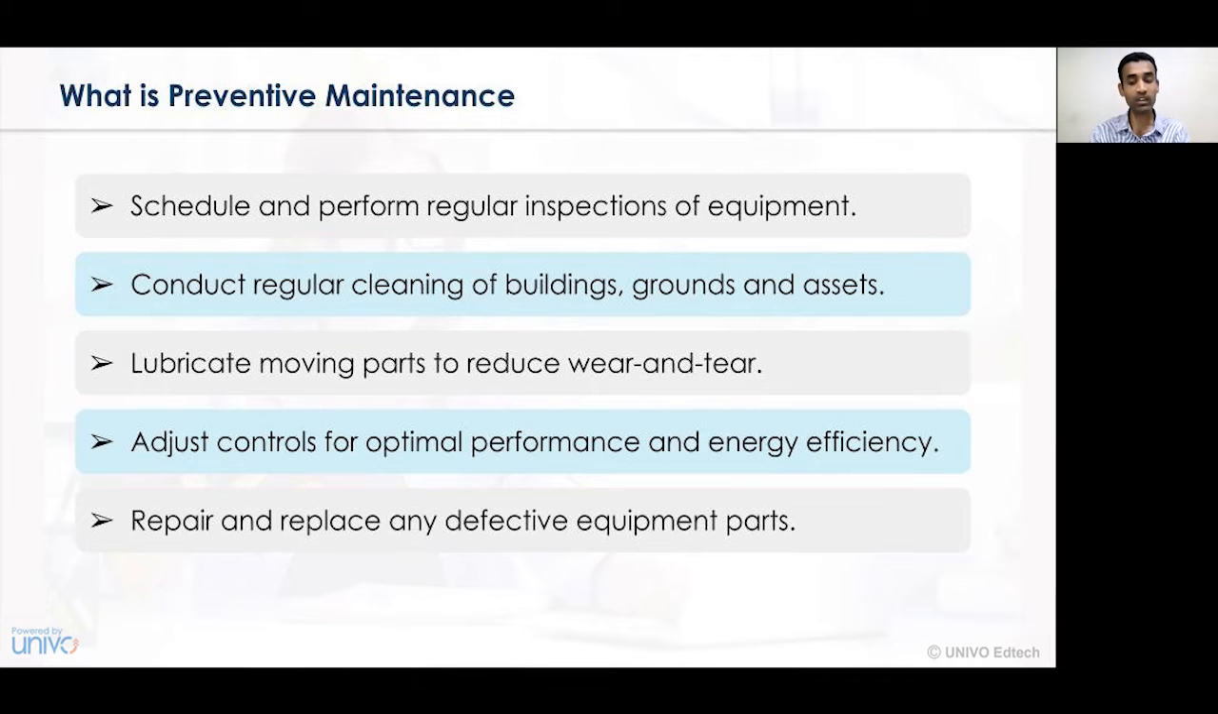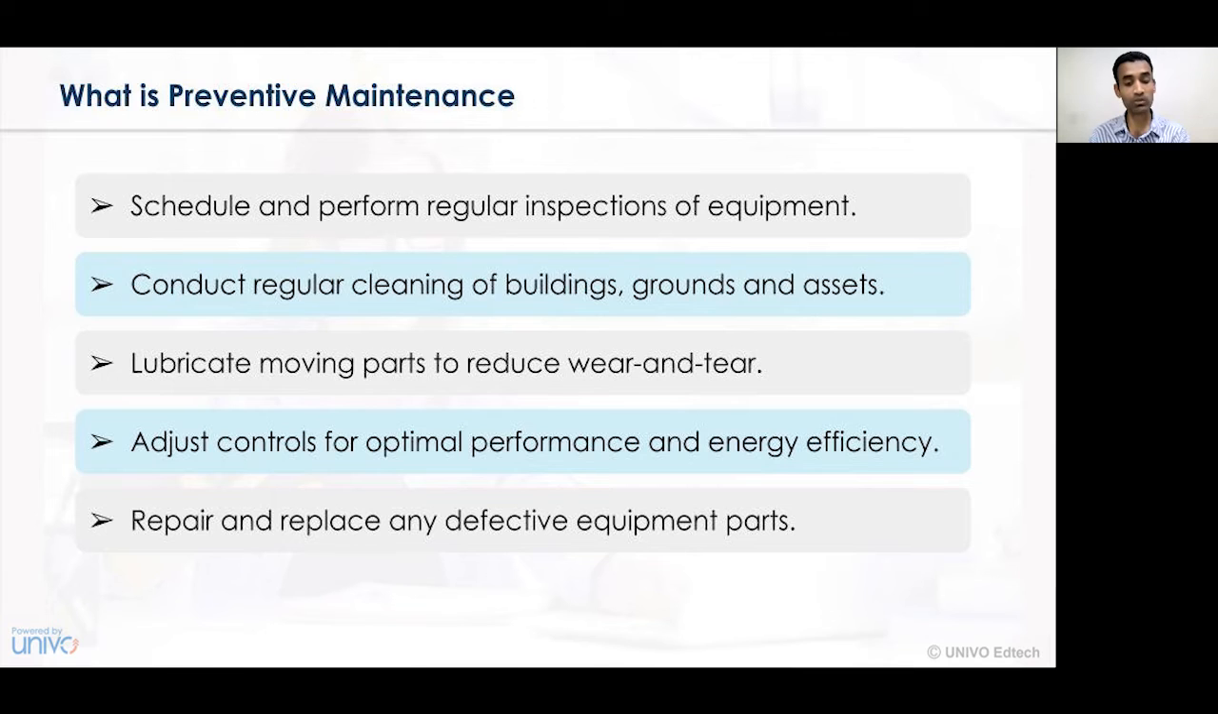Whatever assets we have, whether fixed assets, short-term assets, long-term assets, and so on, as part of buildings or grounds, we must have proper upkeep, maintenance, and cleaning of all those buildings, grounds, and assets. So that is the concept of preventive maintenance, as part of a certain example.